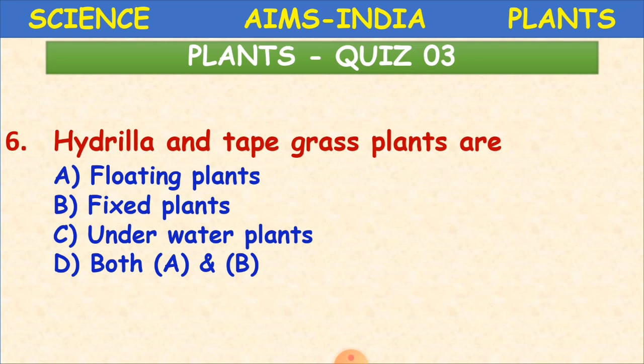And the next question is, hydrilla and tape grass plants are. So what are they? Are they floating plants, fixed plants, underwater plants, or both A and B? That is floating and also fixed plants. So which is the correct answer, children? Yes, underwater plants. Hydrilla and tape grass plants are underwater plants.